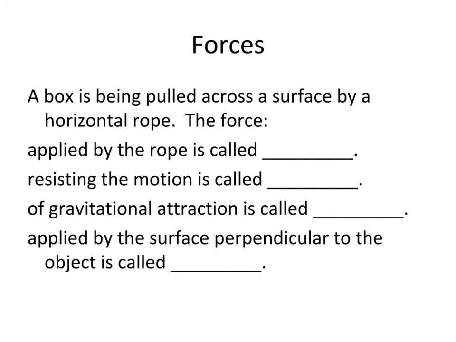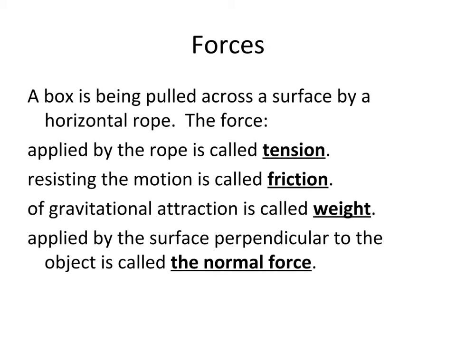Okay, here we're going to talk about free body diagrams and Newton's first law, but first we'll review a little bit about forces. If a box is being pulled across a surface by a horizontal rope, the force that's applied by the rope is called tension. The force that resists the motion of the box is called friction.